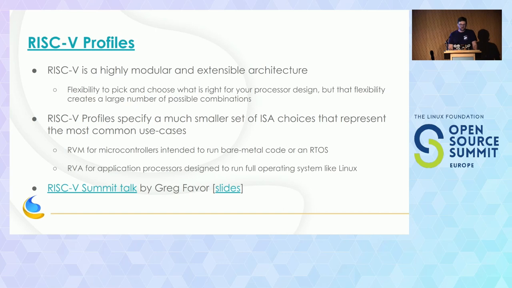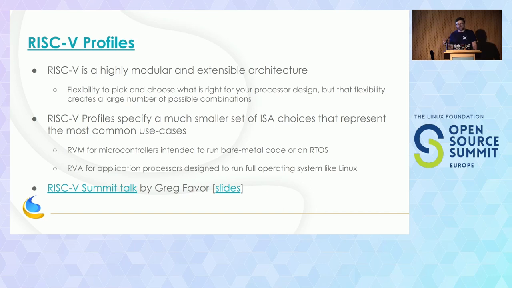So since this is a highly modular and extensible ISA, it gives you the freedom to pick and choose what you want for your processor design. But the downside to that is it creates a large number of possibilities. So one way of dealing with this complexity is with this concept here of profiles. We group several of the common different extensions into profiles. So there's 2 different categories. One is for microcontrollers, which is RVM. That's meant for RISC-V microcontrollers that would be running bare metal or RTOSes. And then RVA, where the A is for applications. And that would be a profile for a processor that would be running a full operating system like Linux.